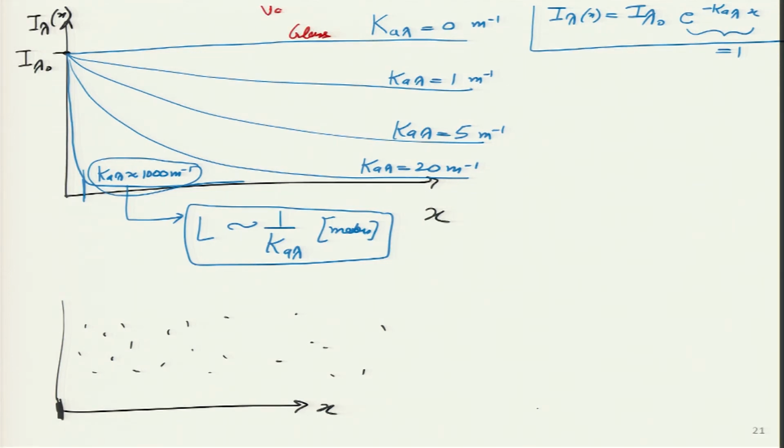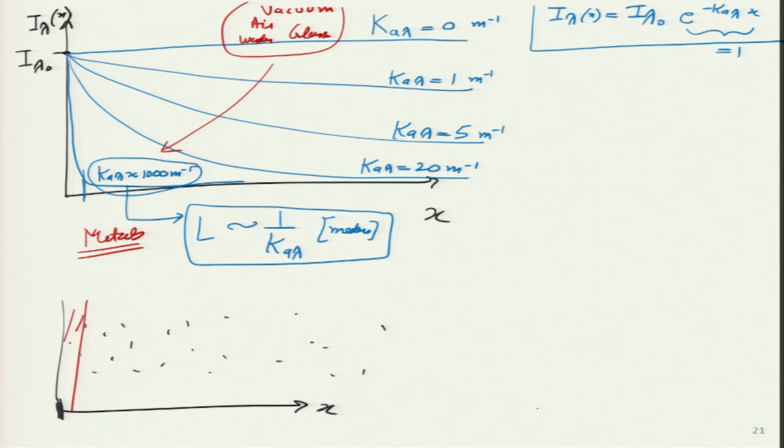So, ideally vacuum has 0 value of Kaλ, then you have air, then water and glass. So, these are all transparent material, diamond is transparent, and as we go in this particular direction, for metals especially, the Kaλ values are very, very high. The higher they are, it means in very small distance all of the wavelength is actually absorbed, all of the amplitude is absorbed, all the energy is gone.